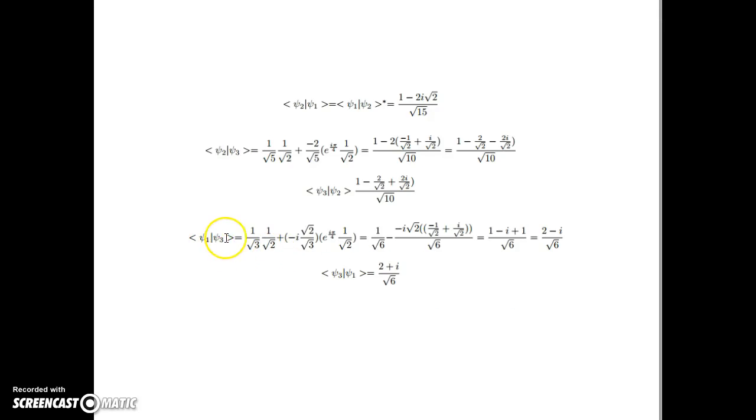And then for 1, 3, again, you repeat the process, doing the same thing with e to the i pi over 4. You get this. You can simplify this down some more and you get 2 minus i over square root of 6. And then you find the complex conjugate to get 3, 1. And that becomes 2 plus i over square root of 6.